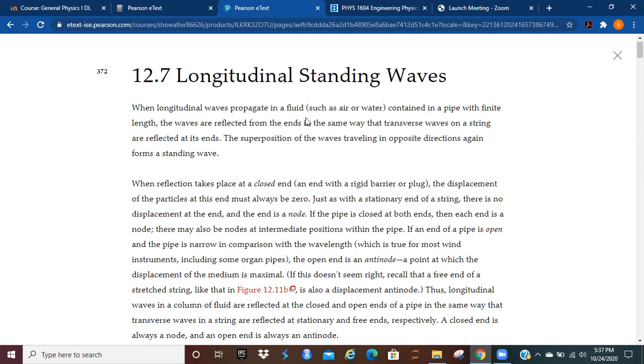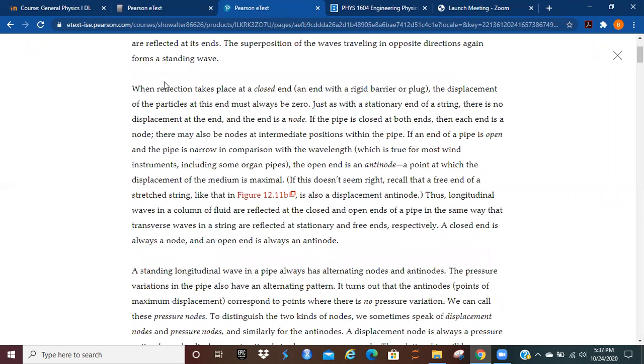So when longitudinal waves propagate in a fluid contained in a pipe with a finite length, the waves are reflected from the ends in the same way the transverse waves on a string are reflected. The superposition of the waves traveling in opposite directions forms a standing wave. When reflection takes place at a closed end, then the displacement of the particles at that end must always be zero. Just as with a stationary end of a string, there is no displacement at the end, and the end is considered to be a node. If the pipe is closed at both ends, then each end is going to be a node. And you may have nodes at intermediate positions within the pipe if you're looking at harmonics on top of that.